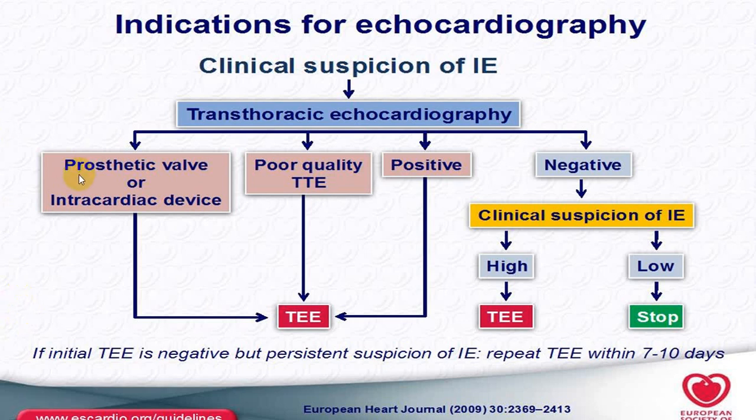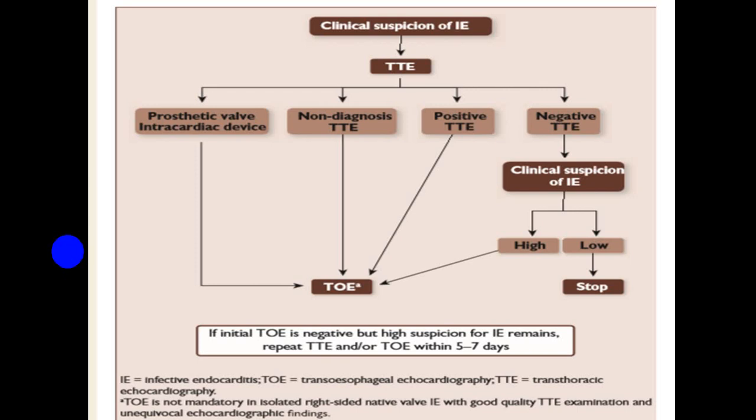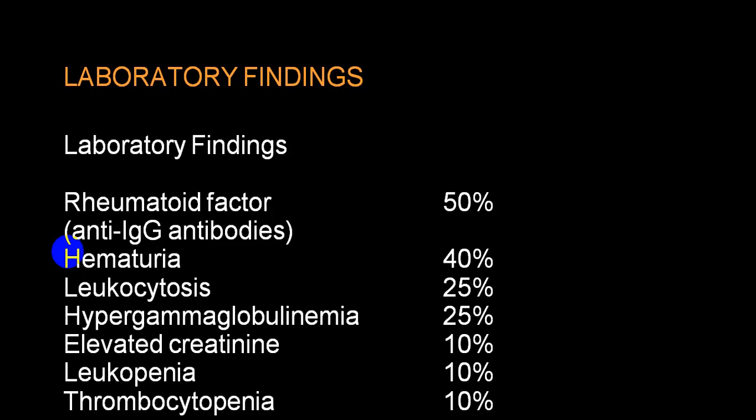So echocardiography, particularly trans-thoracic or trans-esophageal, becomes the most useful criterion to confirm the diagnosis in case of infective endocarditis. These are all the different slides you can go through at your leisure time. Among laboratory criteria, none of those are very useful. RA factor is positive in 50% of the cases.